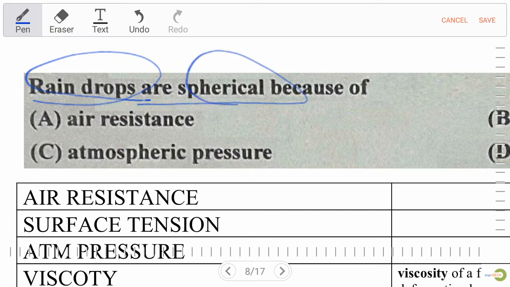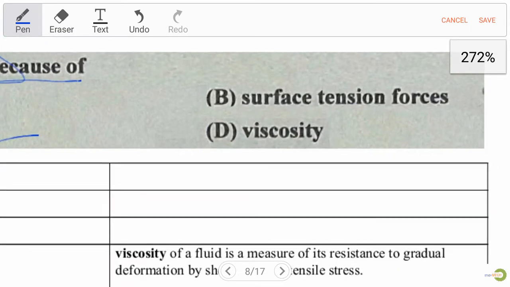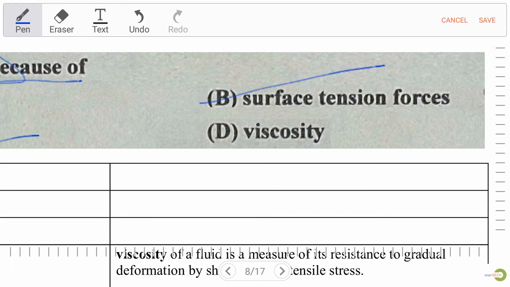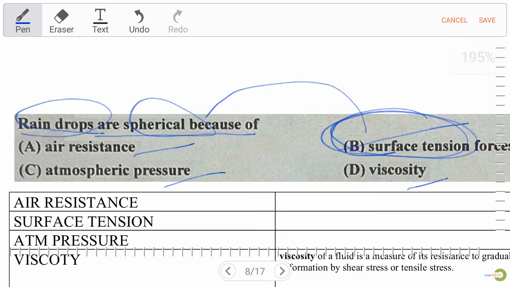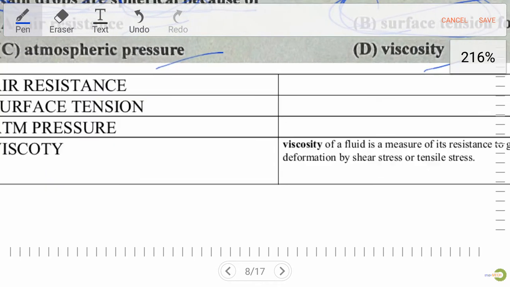Raindrops are spherical because of: option A, air resistance; option B, atmospheric pressure; option C, surface tension force; option D, viscosity. So first of all, our right answer over here is surface tension. Surface tension is responsible for the spherical shape of raindrops. Always remember.